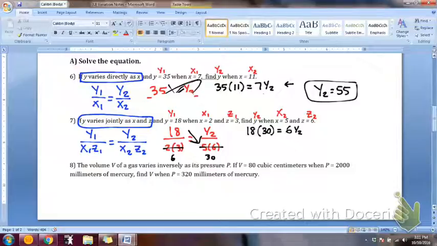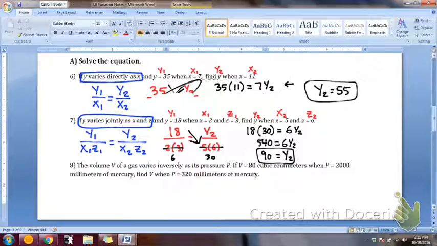What's 18 times 30? 540. I get 540. Alright. I did it in my head. And then 540 divided by 6 is 90. Any questions about number 7? No, I would not, because you're leaving more room for error if you do that. Okay? So I would just leave it as this.